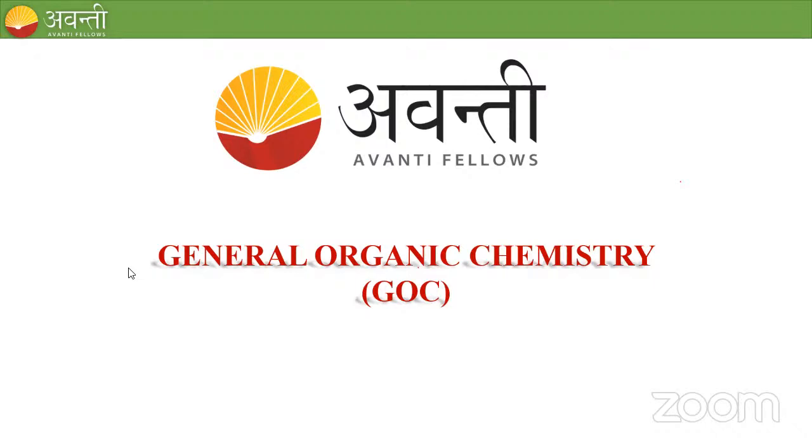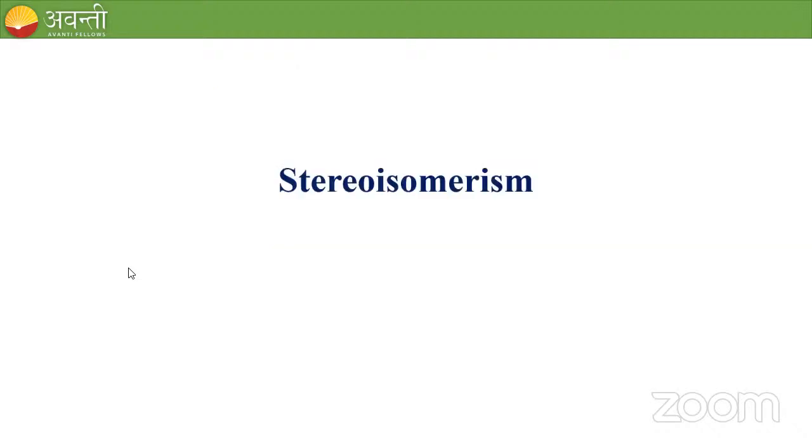We discussed one of the types. What are the two types of isomerism? Can anyone mention the names in the chat box? So what are the two types of isomerism, my dear students? Structural isomerism and stereoisomerism, right? So these are the two types of isomerism.